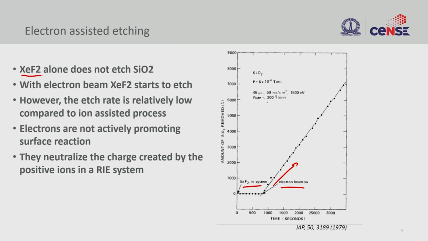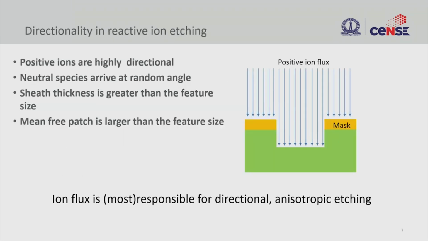You're talking about 200 angstrom per minute for 1.5 kV of energy that is required to remove oxide. So electrons are not directly involved in the process of etching. What they do is participate and create ions, and that is what they are good at. They neutralize the charge created by the positive ions in the RIE system. So they are not actually participating in actively removing the material.